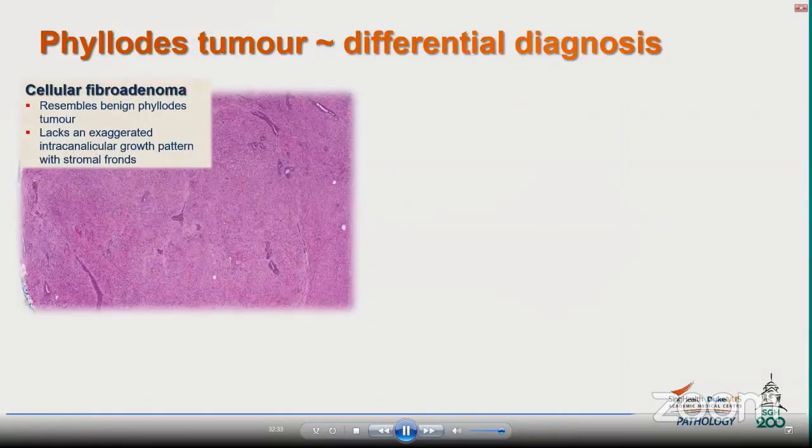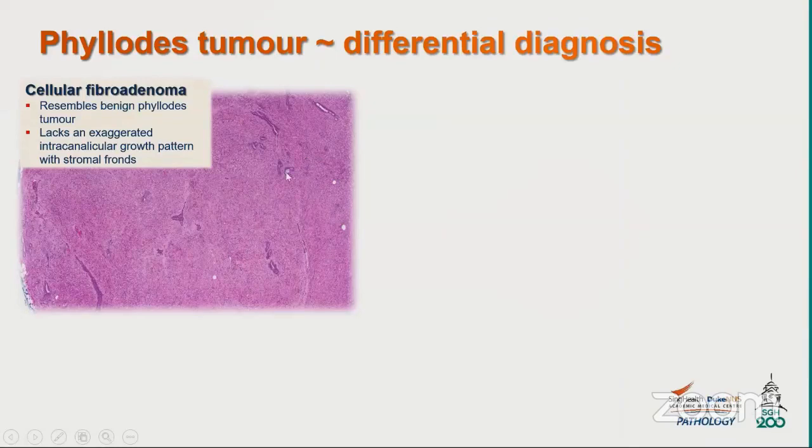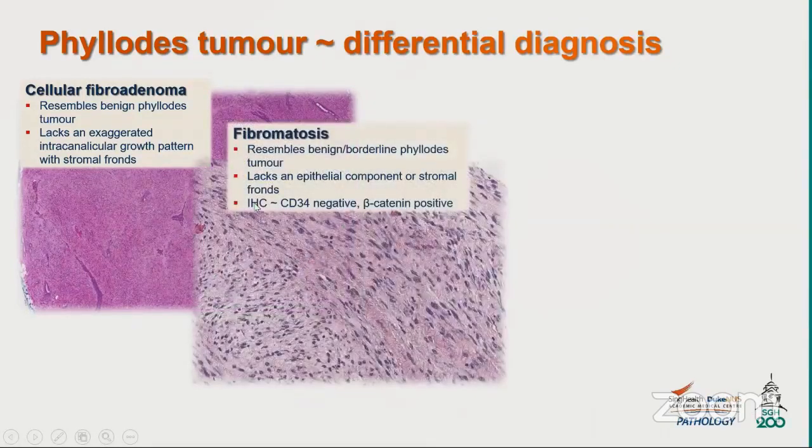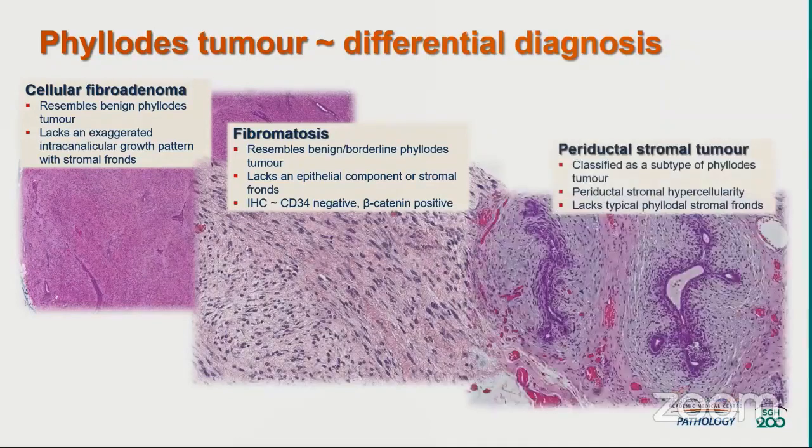Moving now to differential diagnosis. The cellular fibroadenoma resembles a benign phyllodes tumor but differs from it in the absence of an exaggerated intracanalicular growth pattern and lack of stromal fronds. Fibromatosis may resemble stroma-dominant, benign or borderline phyllodes tumor but lacks an epithelial component or stromal fronds. Immunohistochemistry is CD34 negative in fibromatosis, where it's usually positive in phyllodes tumors. Beta-catenin also can be helpful, although this is not always reliable.